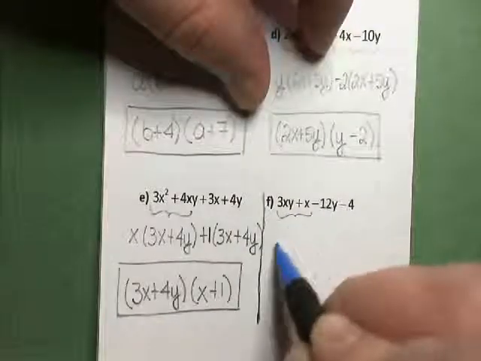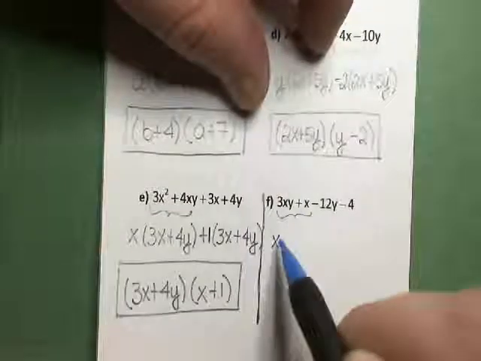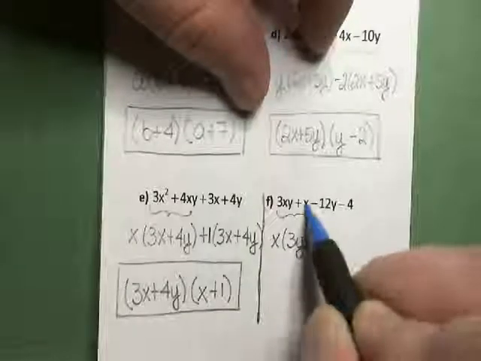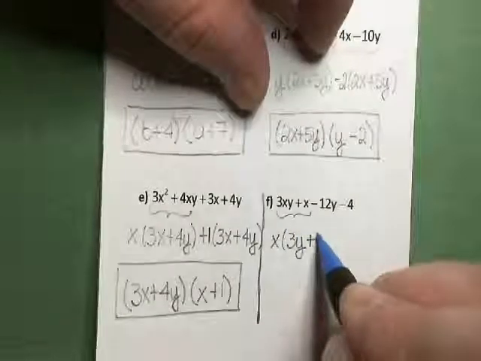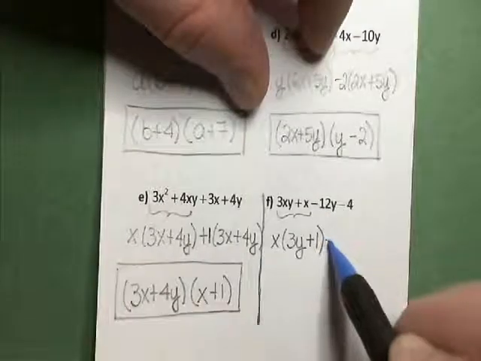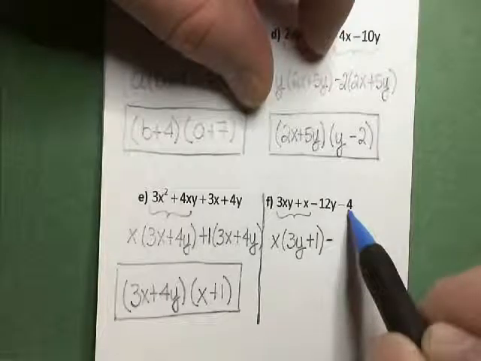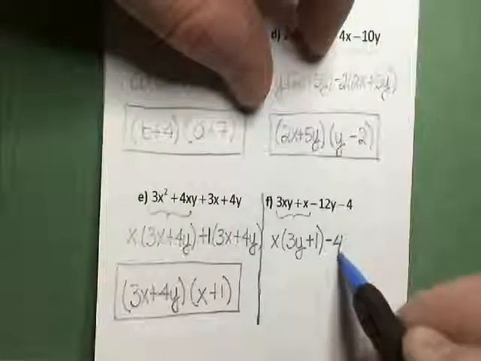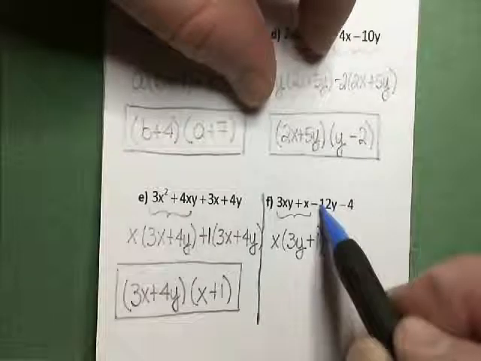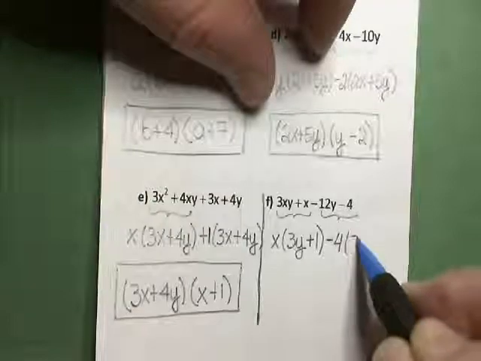3xy divided by x is 3y. And x divided by x is 1. Put a negative down. What can I factor from 12y and 4? Well, I can factor out a 4. So I'm factoring out a negative 4 here. Negative 12y divided by negative 4 is 3y. And negative 4 divided by negative 4 is positive 1.